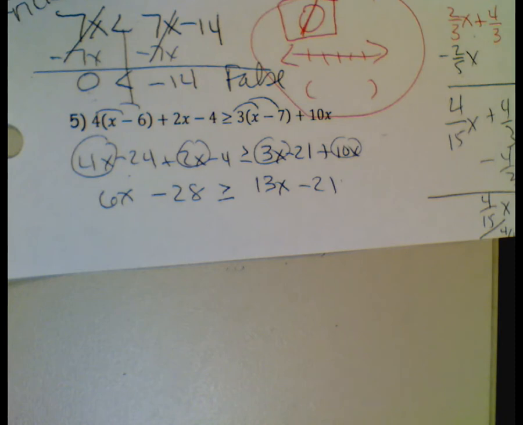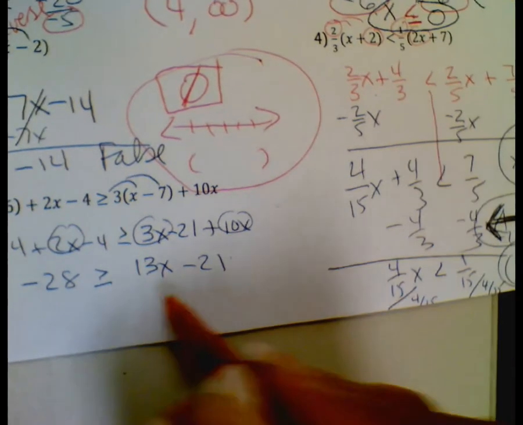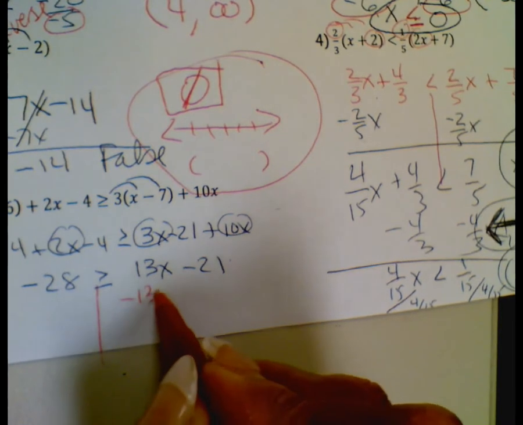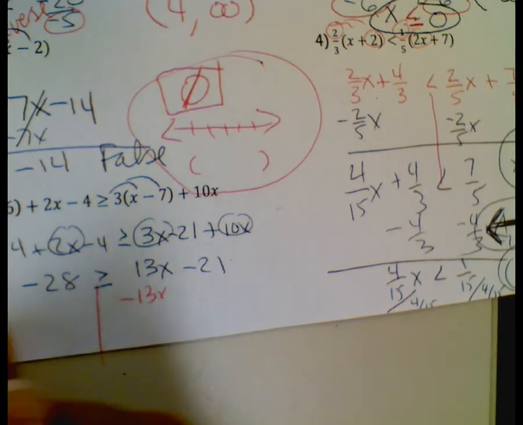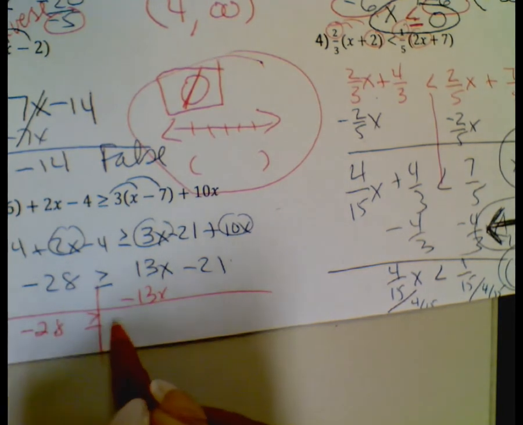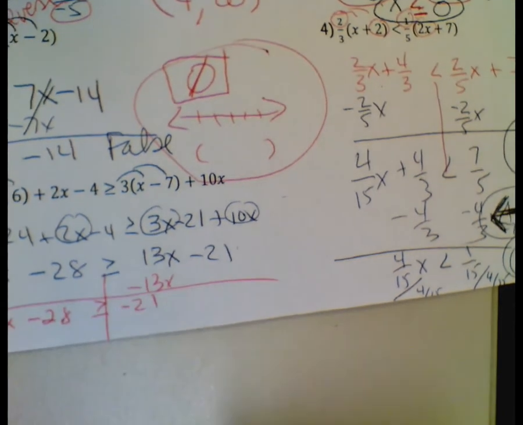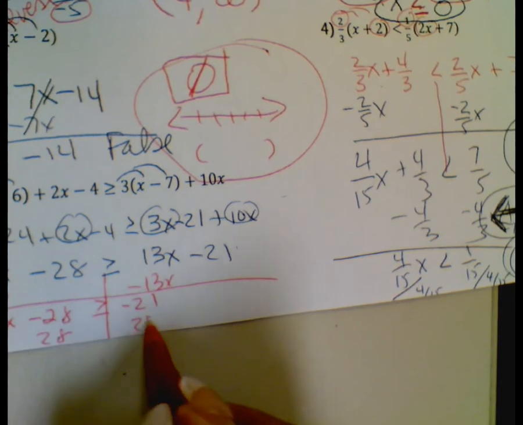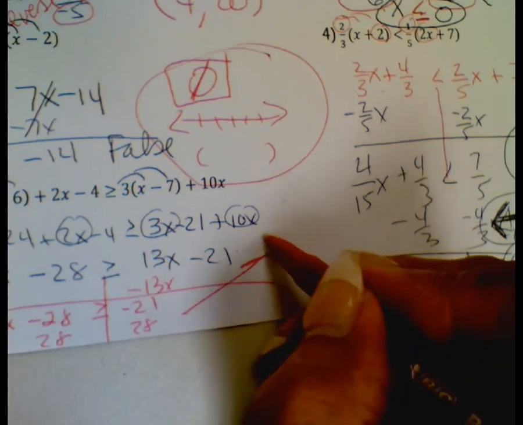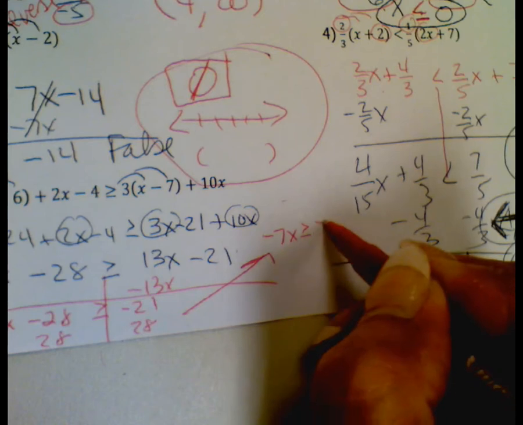All right, let me finish this problem. So get the x on the same side. So do this line. Subtract 13x over. You get -7x minus 28 is greater than or equal to -21. Add 28 to both sides. So you have -7x is greater than or equal to 7.